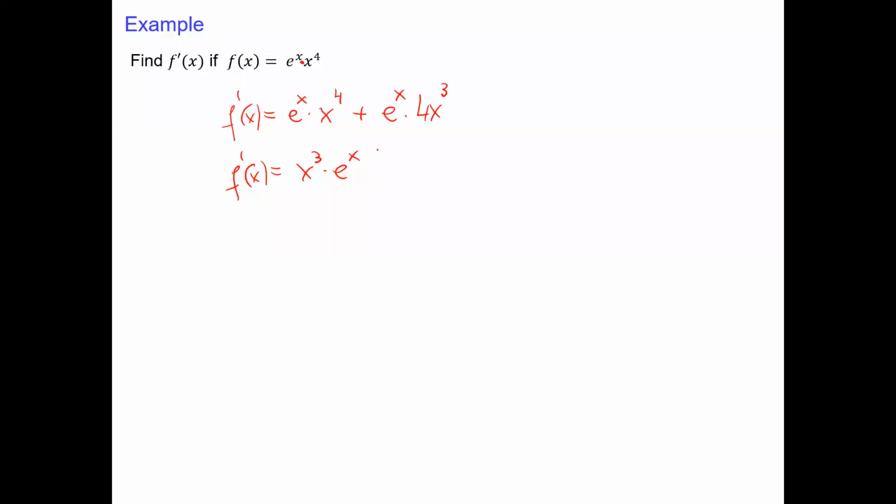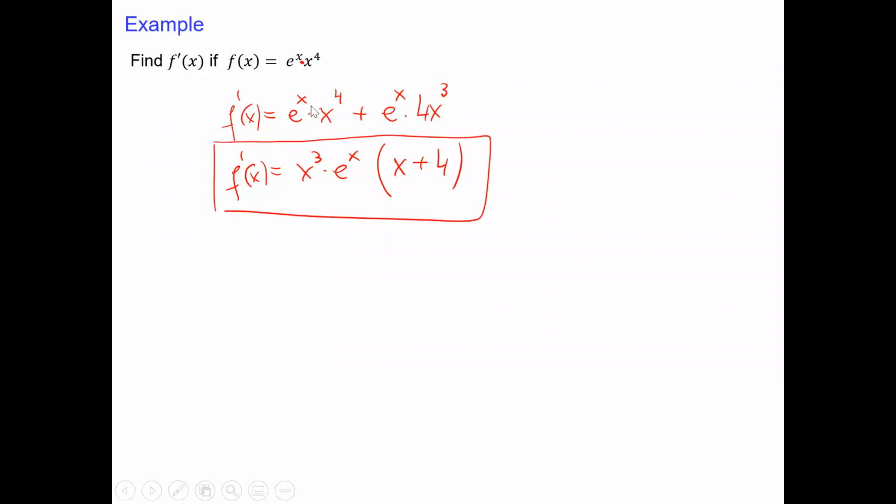Okay, that means when we factor out this, we will have x plus 4. It's a nice product form, but this is the rule. I know that you will practice and you will get this.